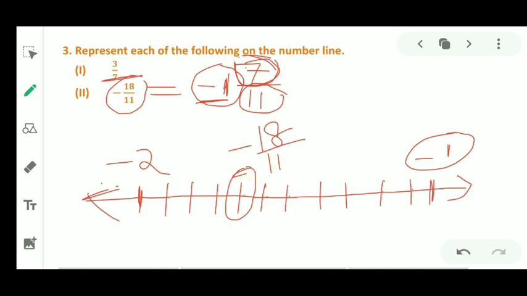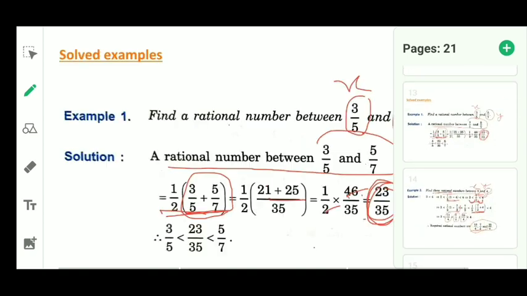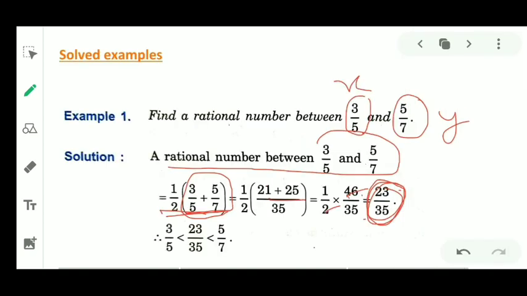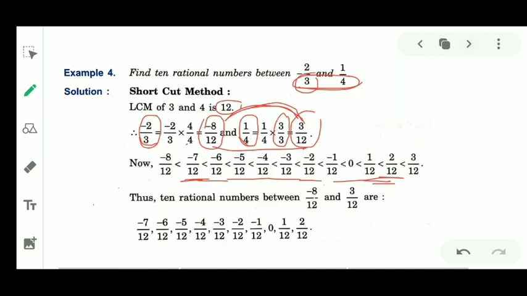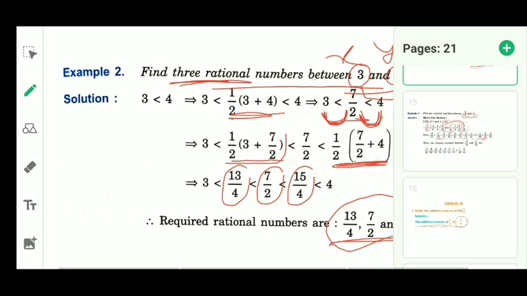Now question number 4. Find a rational number between 3 by 5 and 7 by 9. Question numbers 4, 5 and 6 are like examples 1, 2 and 4. These are examples 1, 2 and 4. Question numbers 4, 5 and 6 you have to do in the same manner, that is example 2, example 4 and example 1.